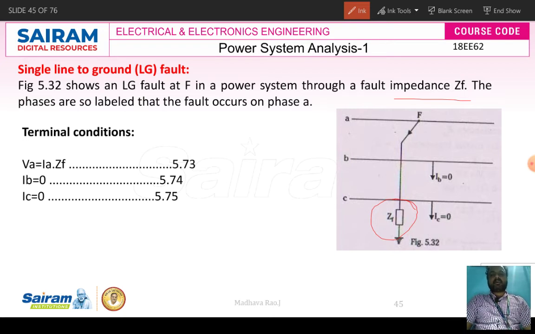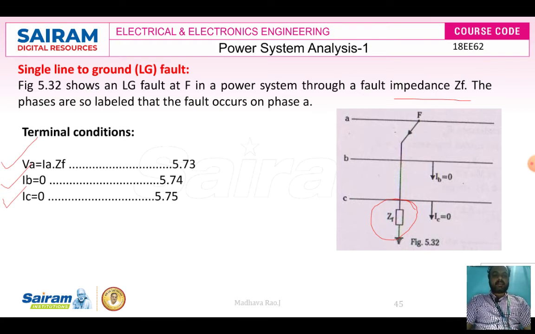The phases are also labeled, and the fault occurs on phase A. So terminal conditions: VA is equal to IA into ZF, IB is equal to 0, IC is equal to 0. Since B and C are open circuited, the current will not flow, so IB and IC will be equal to 0, right?